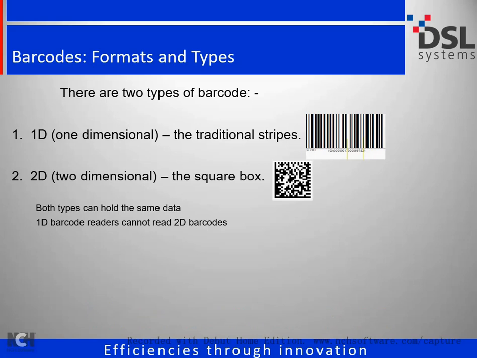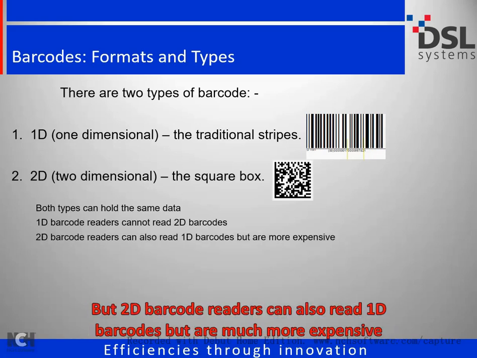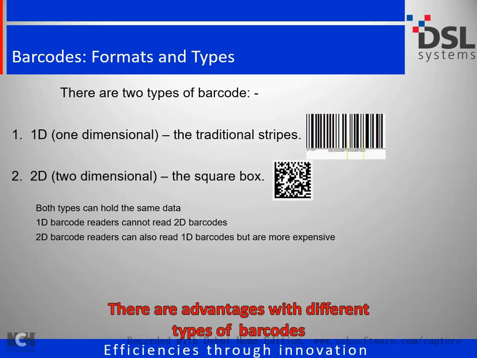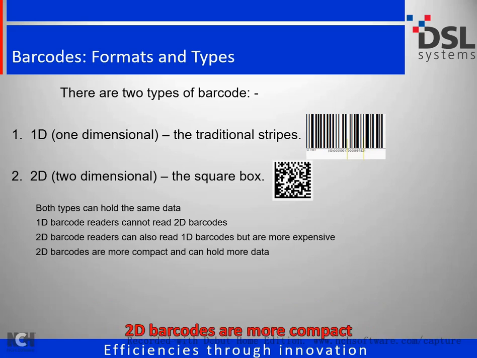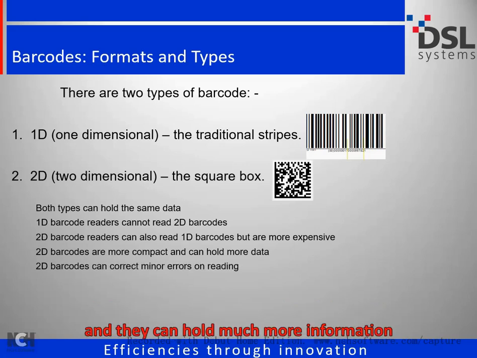Now, 1D barcode readers can't read 2D barcodes, but 2D barcode readers can also read 1D barcodes, but they're much more expensive. There are advantages in using different types. 2D barcodes are more compact, but they can hold much more data, and also 2D barcodes can correct minor errors on reading.